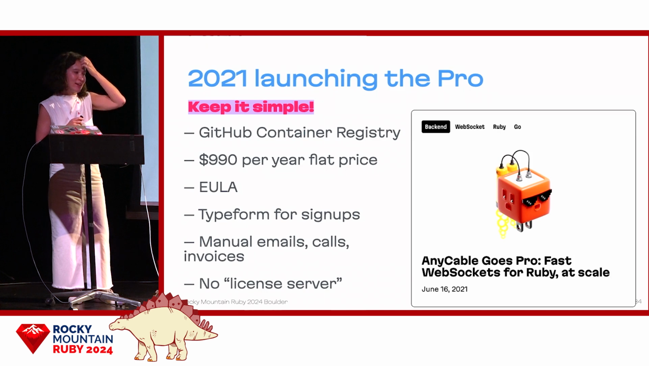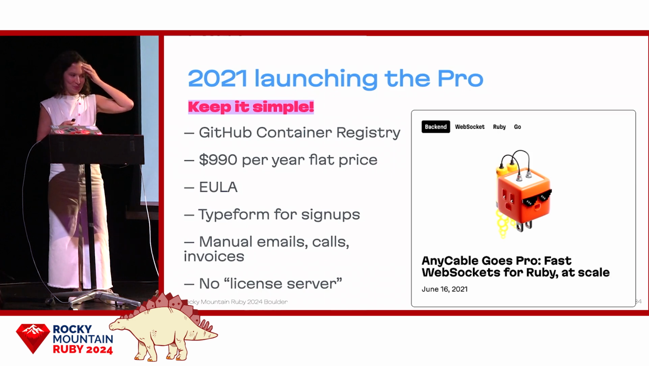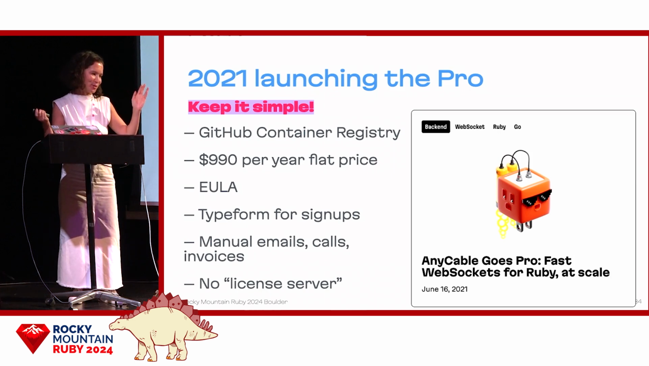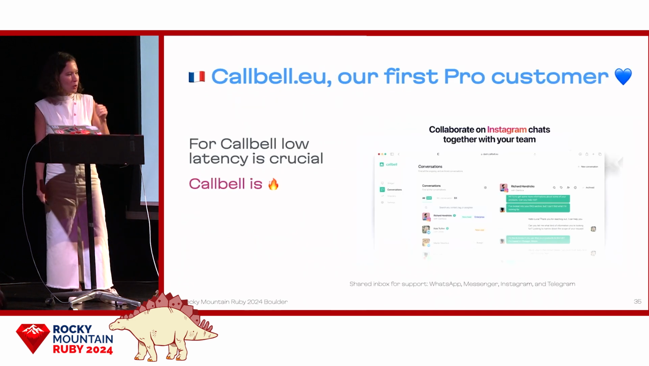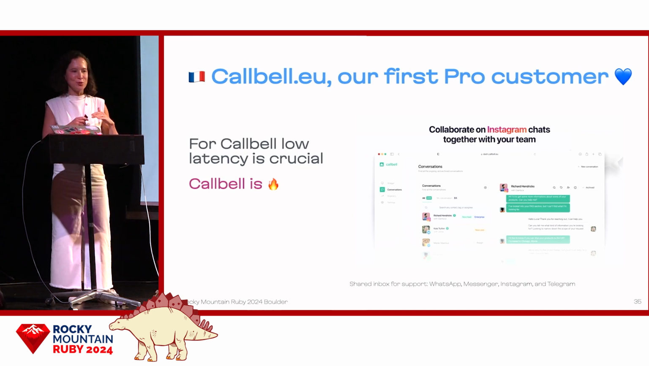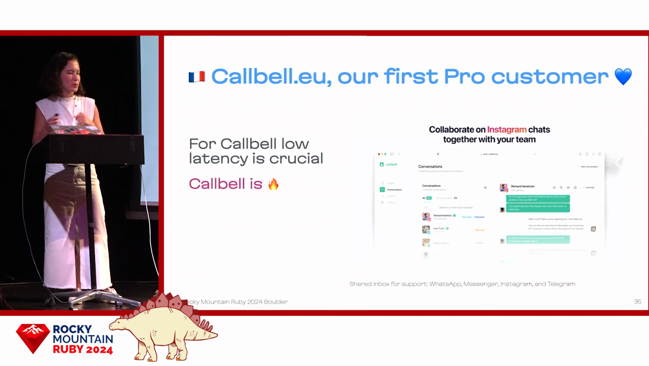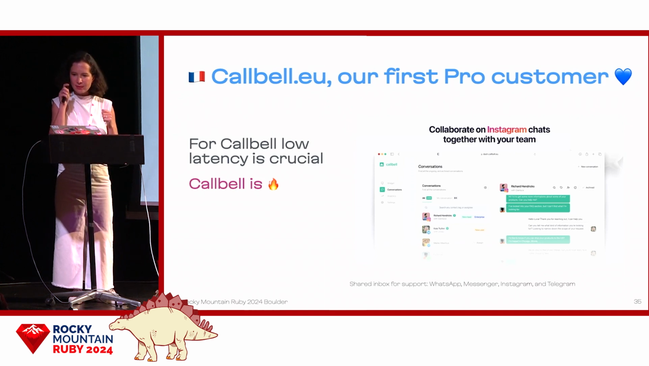That's it. And again, this is still just two people having full-time jobs at Evil Martians as head of backend and CEO. So, kind of a little bit busy. So Callbell EU was our first customer. It's a French company. They do support through different inboxes, like WhatsApp, Messenger, Telegram, and they wanted a really instant chat experience.